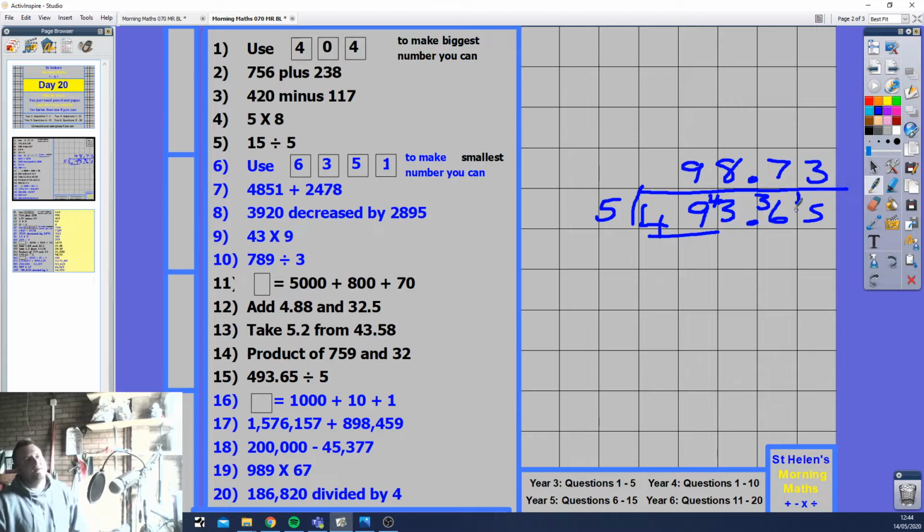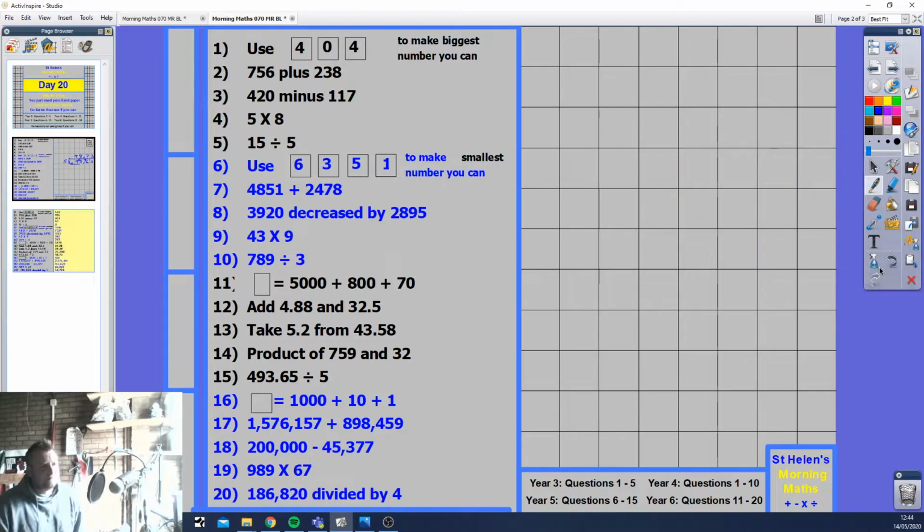98.73. So as you can see, just putting the decimal place there straight away has helped me to do the question just absolutely as normal. Okay, good. Now moving on to the next ones.